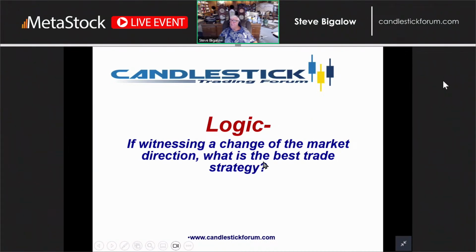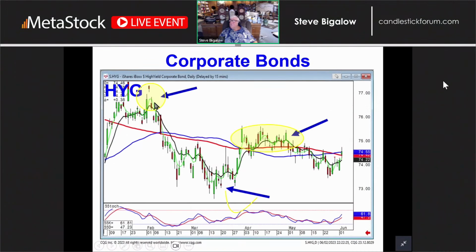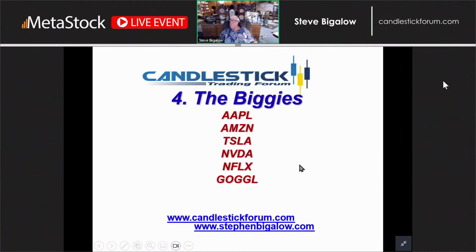Basically, the logic is if you're witnessing a change of investor sentiment in the overall market, what's your best trading strategy? Going to things that tell you up: are they starting to sell off this index, or the corporate bonds? Are they selling here? That just adds additional confirmation of what investor sentiment is doing.